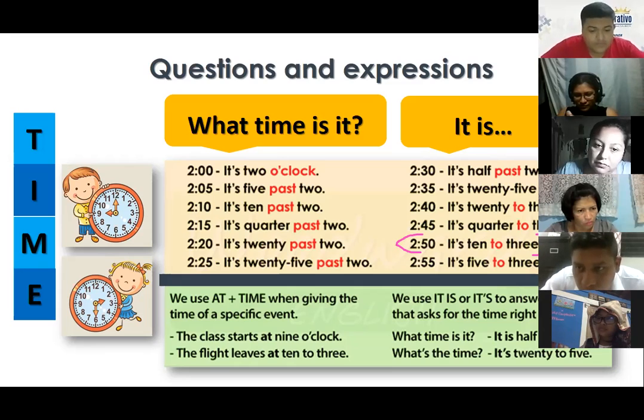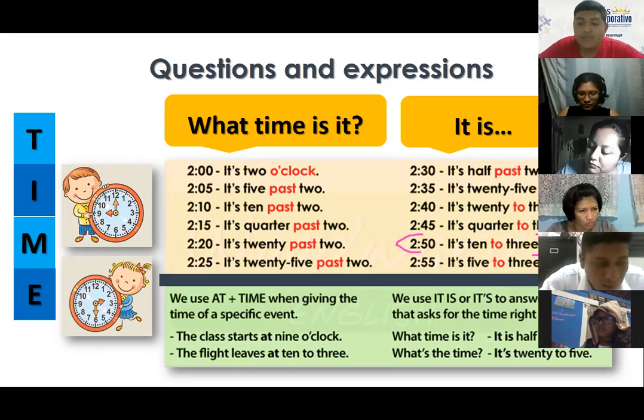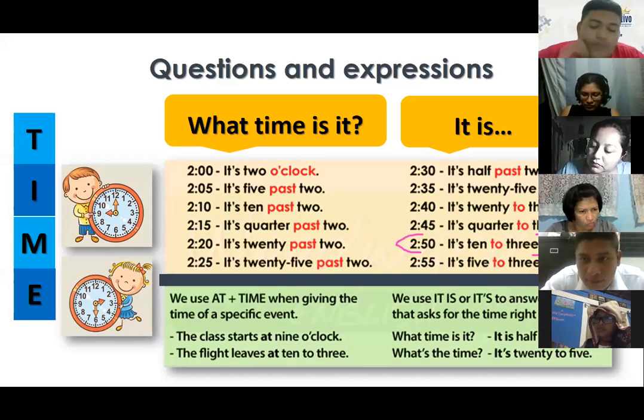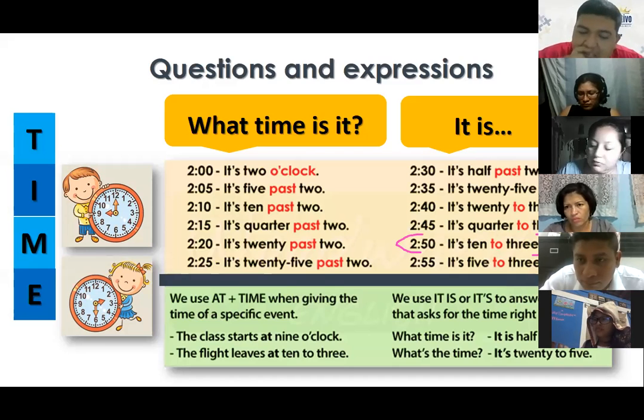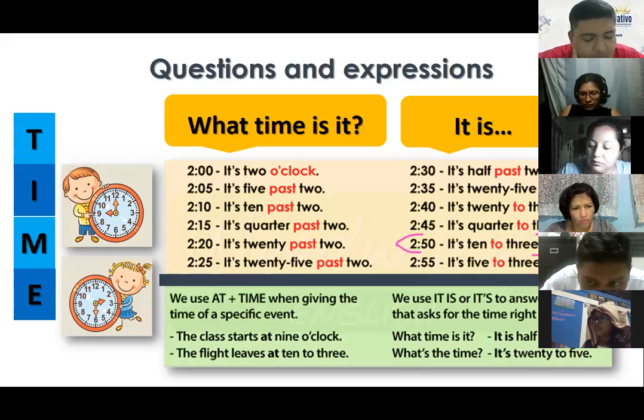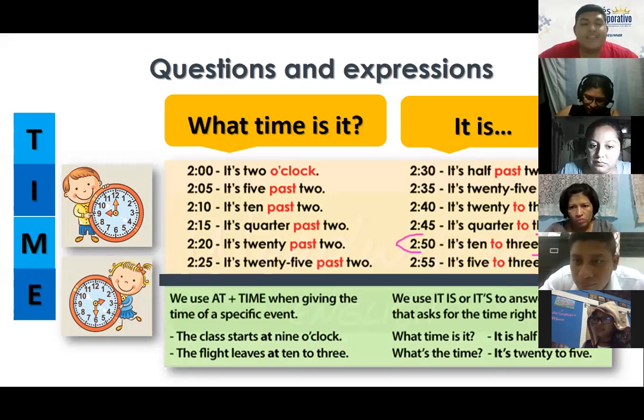Teacher. Yes, Nestor, Ariel. Solo tenía una duda. What is the difference between in time and on time? Can you repeat the last part, please? In time and on time. Yes, there is a difference.